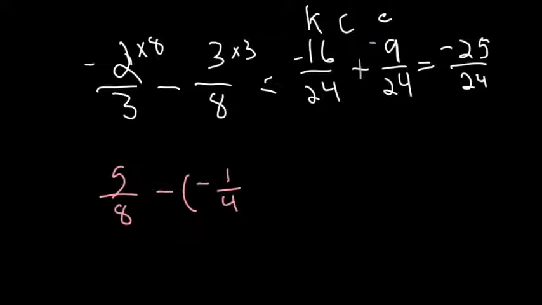And 24 will go into 25 one time. So that's going to be negative 1. And then 25 minus 24 is 1 over 24. So my final answer is going to be negative 1 and 1/24.